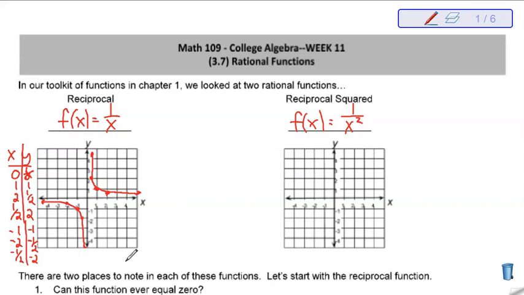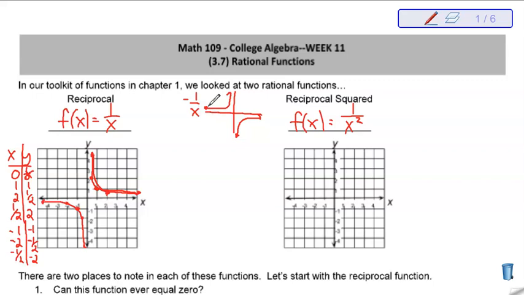Now, if I have a negative version of this, so if I just do -1 over x, that is a reflection over the x-axis. So this part that's in the first quadrant now will be in the fourth quadrant, reflected over the x-axis. And the third quadrant will now flip up to being in the second quadrant. So that would be the way the graph looks for that.